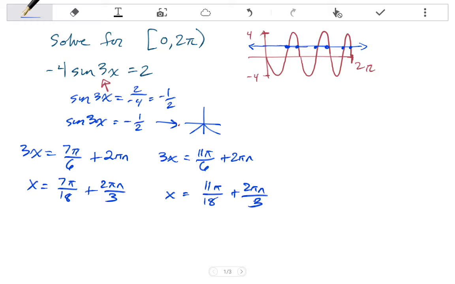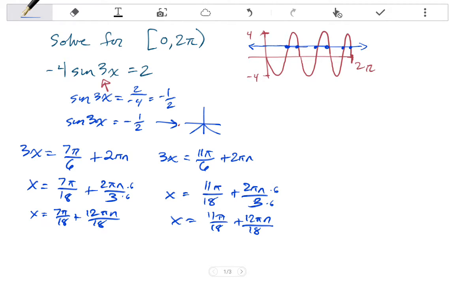Now, in order to make our lives easier, just in terms of getting our answer, it would make sense to actually get these fractions into common denominators. So I see that my common denominator is going to be 18, so that means just multiplying this fraction by 6 and 6. And same thing here, 6 and 6. Meaning what I really have is 7 pi over 18 plus 12 pi n over 18. And similarly, we have 11 pi over 18 plus 12 pi n over 18.